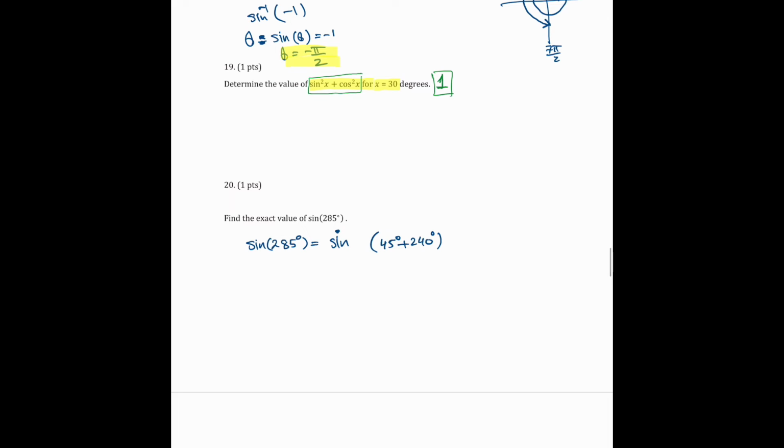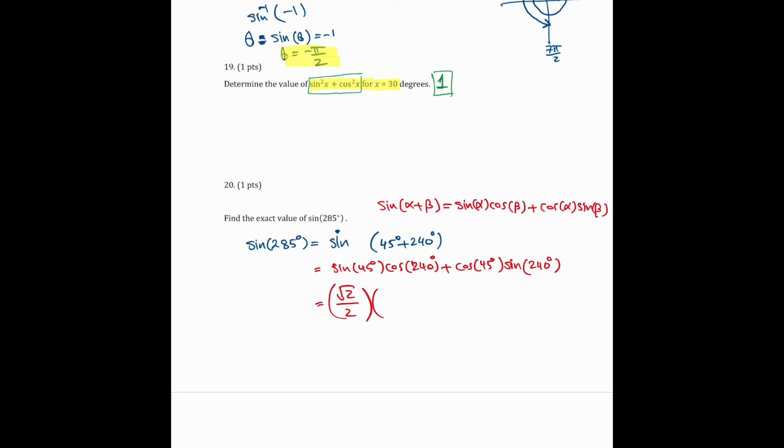To remind you, the sum formula for sine says sine alpha plus beta is equal to sine alpha cosine beta plus cosine alpha sine beta. So this is equal to sine 45 cosine 240 plus cosine 45 sine 240 degrees. Now, using the unit circle, I know that sine 45 is square root of 2 over 2.